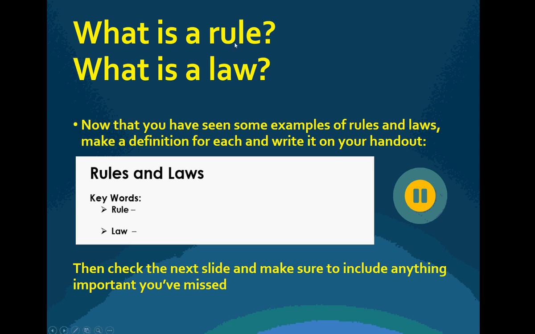Okay, what is a rule? What is a law? Now that you have seen some examples of rules and laws, make a definition for each and write it out in your handout. So how would you define a rule? How would you define a law? Once again, press pause and work with your partner to come up with your definition. On the next slide, I'm going to give you some other information just to make sure you got the definition right. Press pause and write your definition.